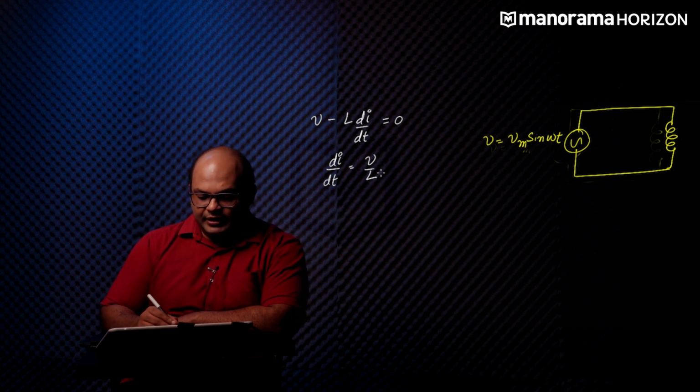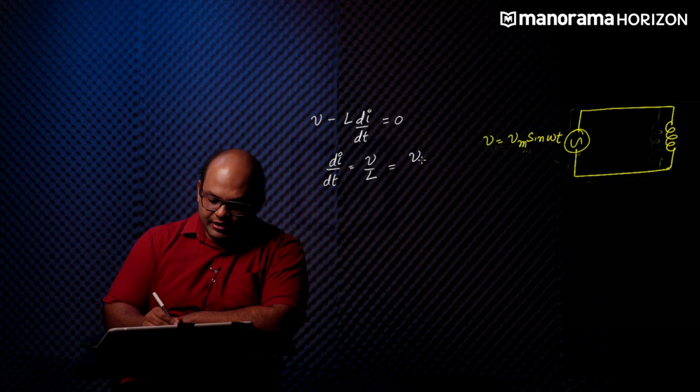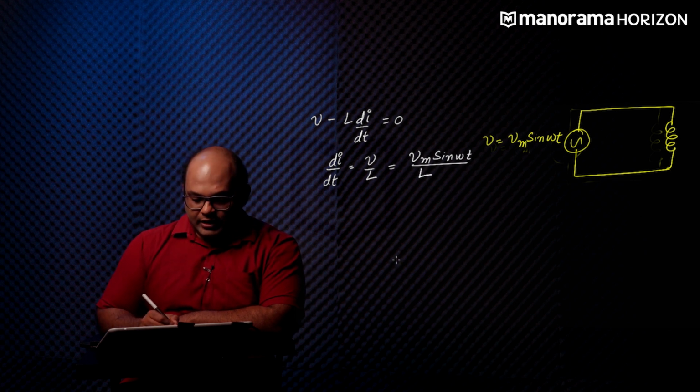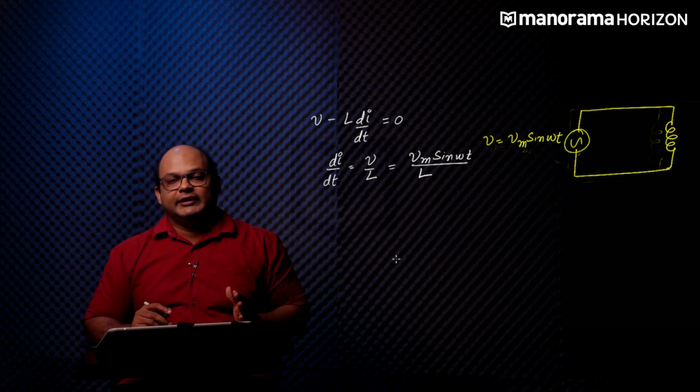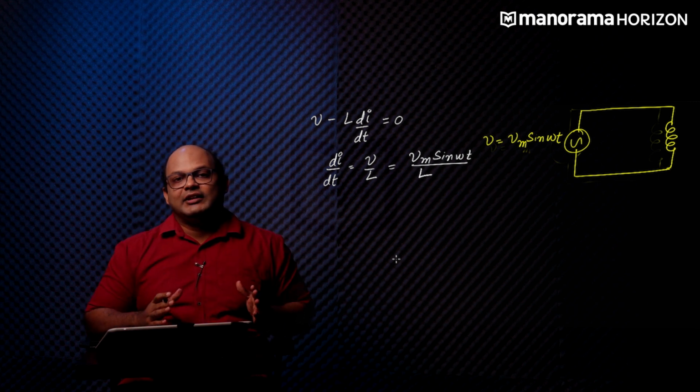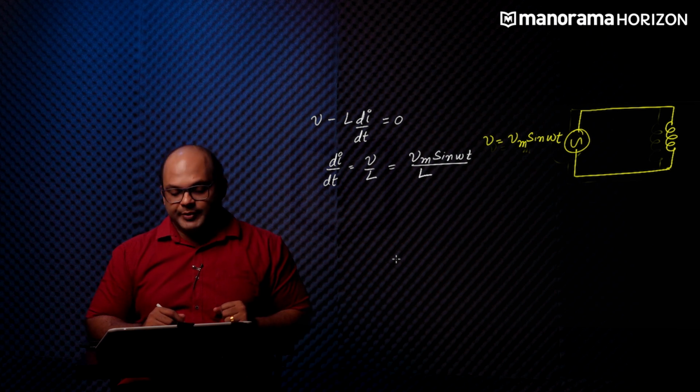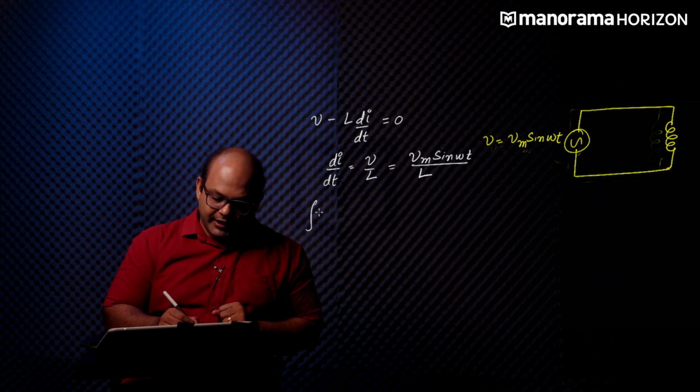Now V can be written in terms of the peak voltage, so we can also write this as Vm sine omega t divided by L. Here we have a time changing relationship for current. If I want to find out what the current is, I will have to integrate this relationship with respect to time. So here we apply integration.